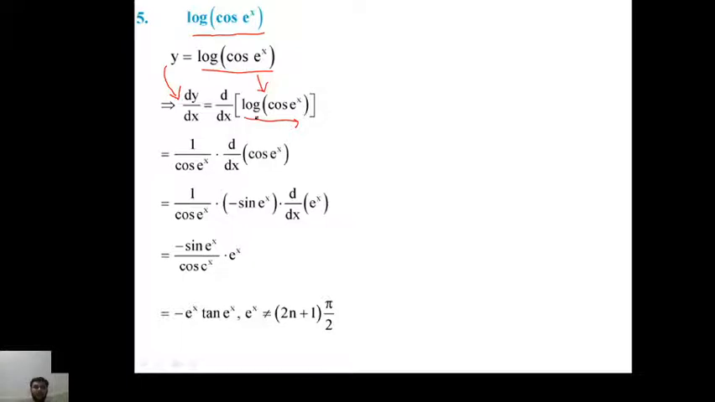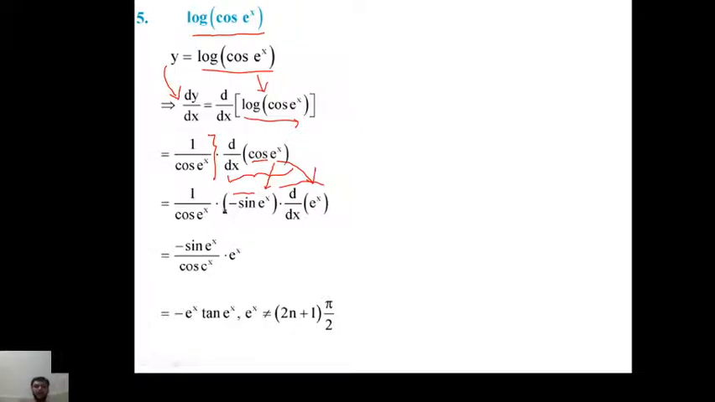Differentiation of log is 1 upon whatever is in the bracket, so 1 upon cos e raised to x. Then according to chain rule you have to differentiate cos e raised to x, so d by dx of cos e raised to x, with 1 upon cos e raised to x as it is. Then differentiation of cos is minus sin, angle as it is, e raised to x as it is. By chain rule, d by dx of your angle means d by dx of e raised to x.